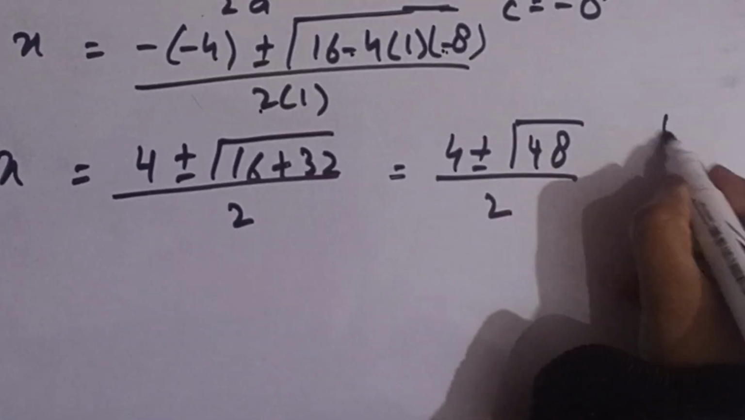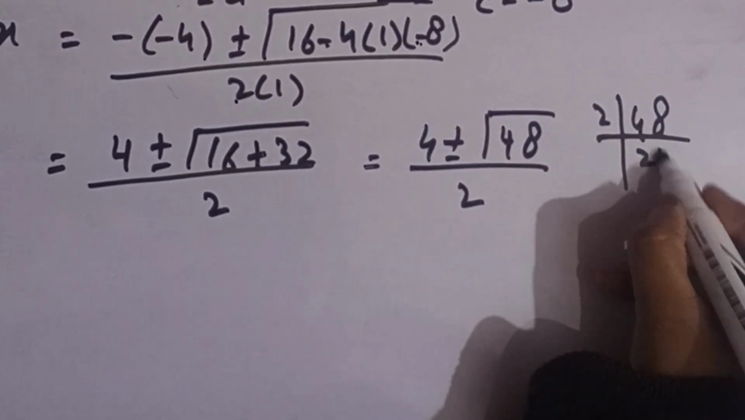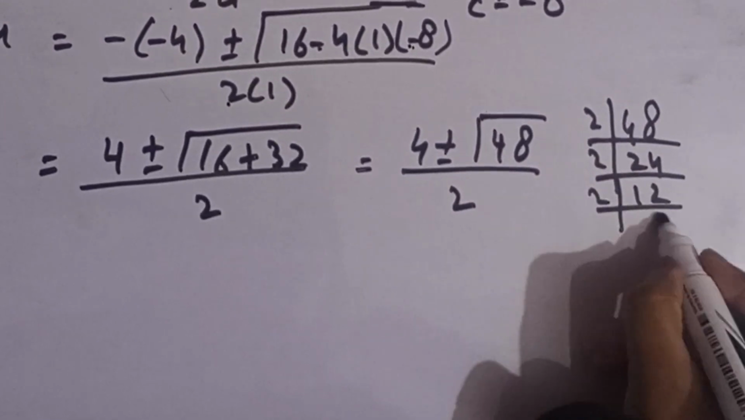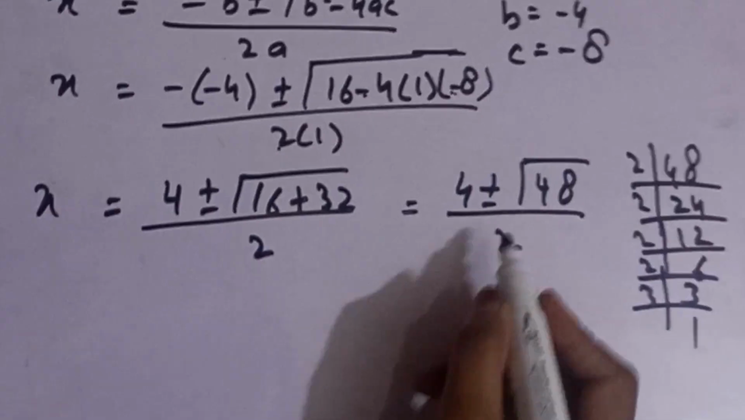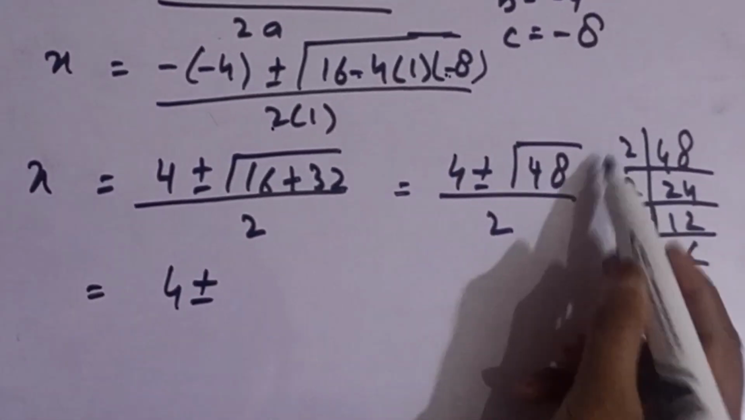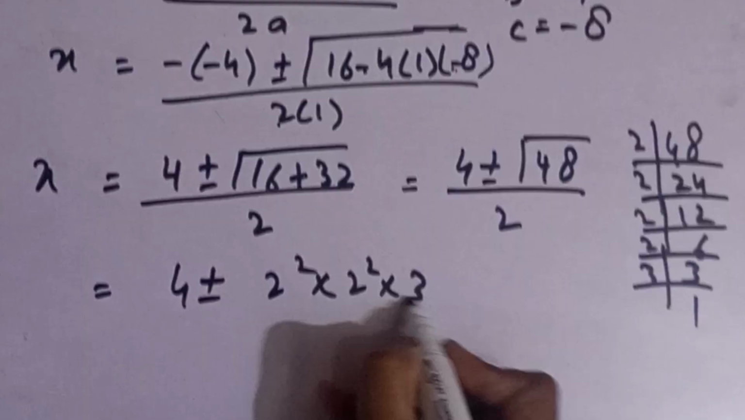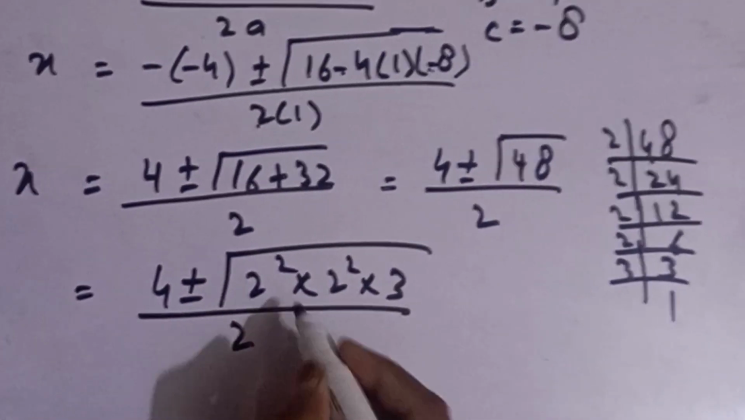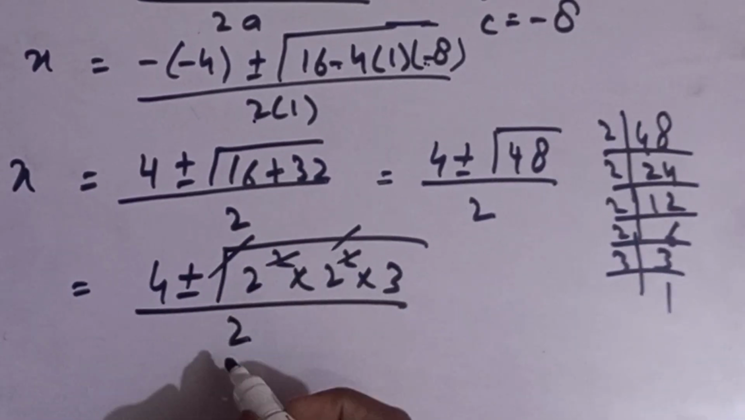Now we find the factors of 48. So 2 24s are 48, 2 12s are 24, 2 6s are 12, 2 3s are 6 and 3 1s are 3. So we write this as 4 plus or minus the square root of 2 squared multiplied by 2 squared multiplied by 3, over 2. Now in the next step, this square and square root cancel, this square and square root cancel.